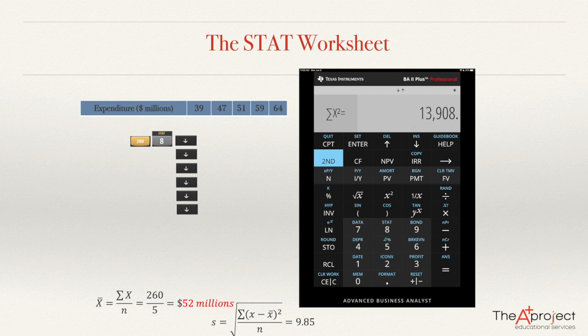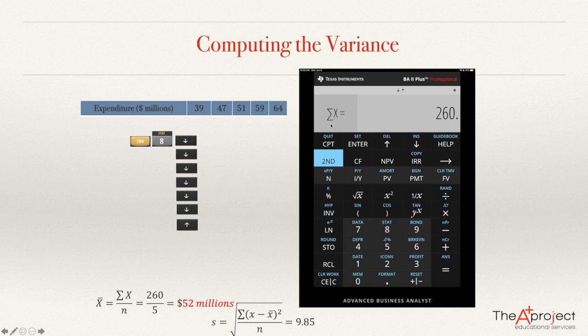But keep in mind that we want to know the variance. This is the standard deviation. We computed 9.85 by hand. We want to see again what the standard deviation is. Okay, I can go up. I'm going to scroll up now, and when I scroll up, I see all the answers that I saw before.